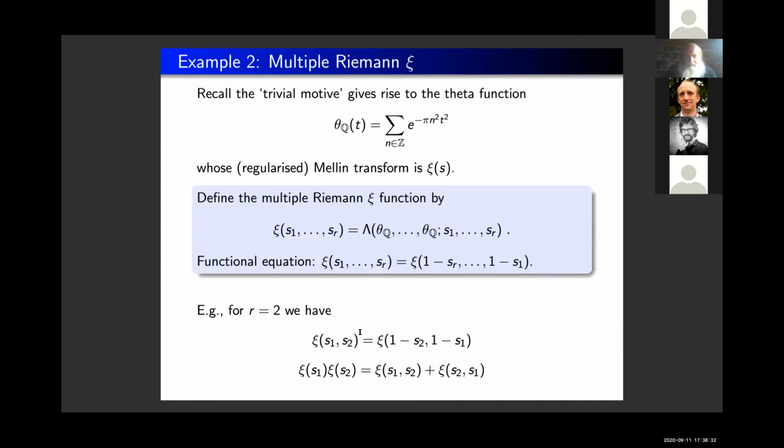So the question is, what can we say about the values of this function for even s_i? And we cross our fingers and hope that they're periods. Let me just focus on the case r equals 2, which is rather nice because here's the functional equation and here's the shuffle product formula. It's a rather nice little set of properties. You can also show that the residues of these functions along hyperplanes give back the classical Riemann zeta function.